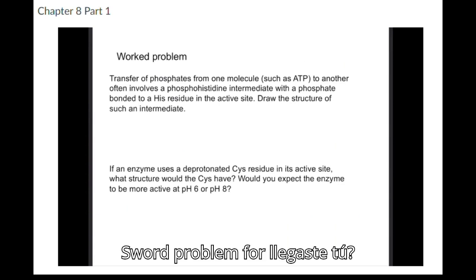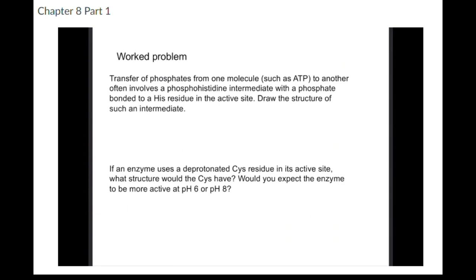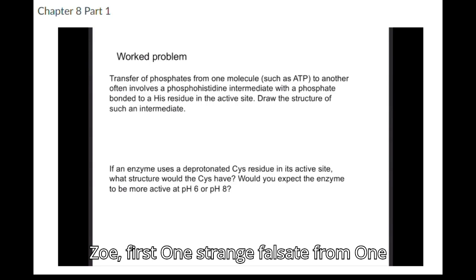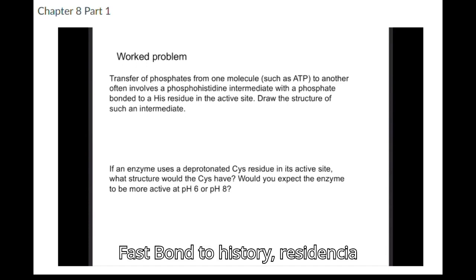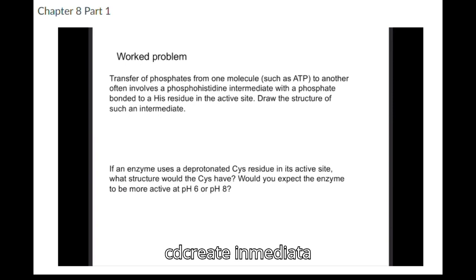So a work problem for you guys to do. The first one: enzymes that transfer phosphates from one molecule, such as ATP, to another often involve a phosphohistidine intermediate, the phosphate bonded to a histidine residue in the active site. Draw the structure of such an intermediate. So I'm going to take ATP, and I'm going to actually refer to it as ADP with a phosphate on it.